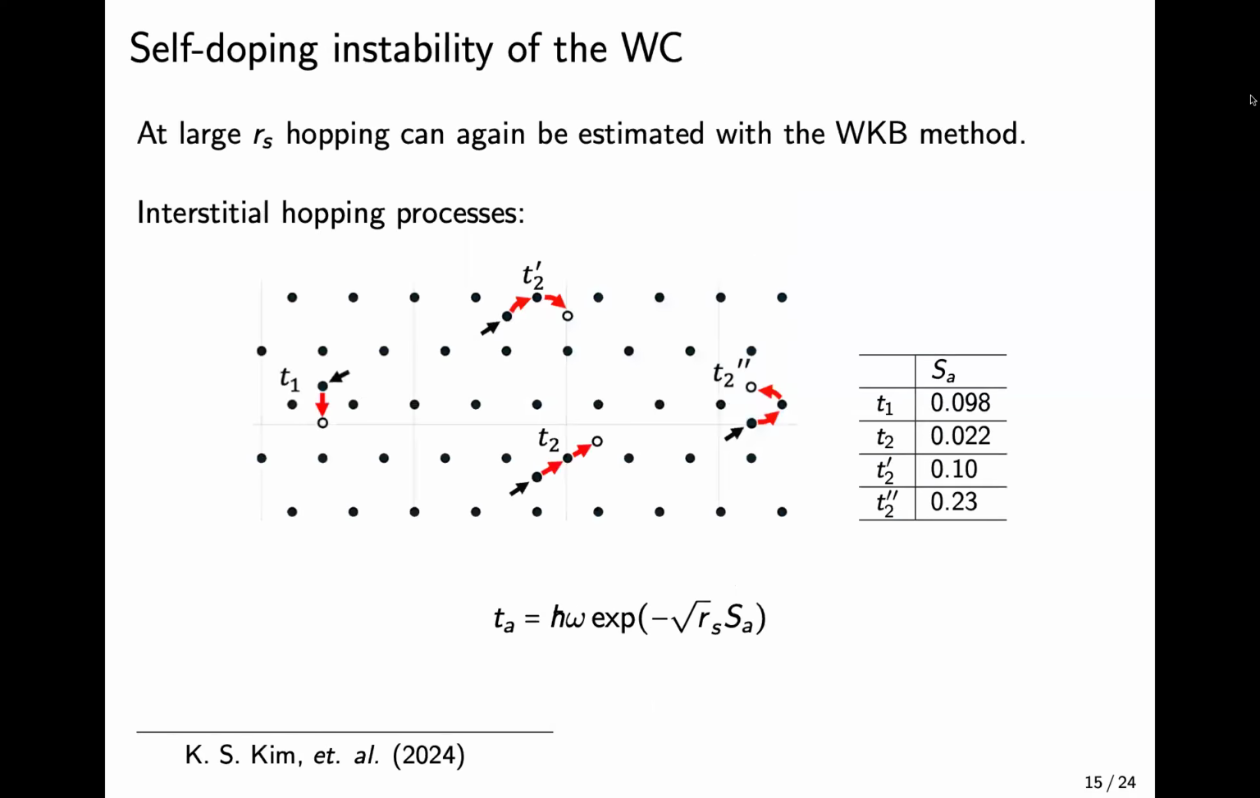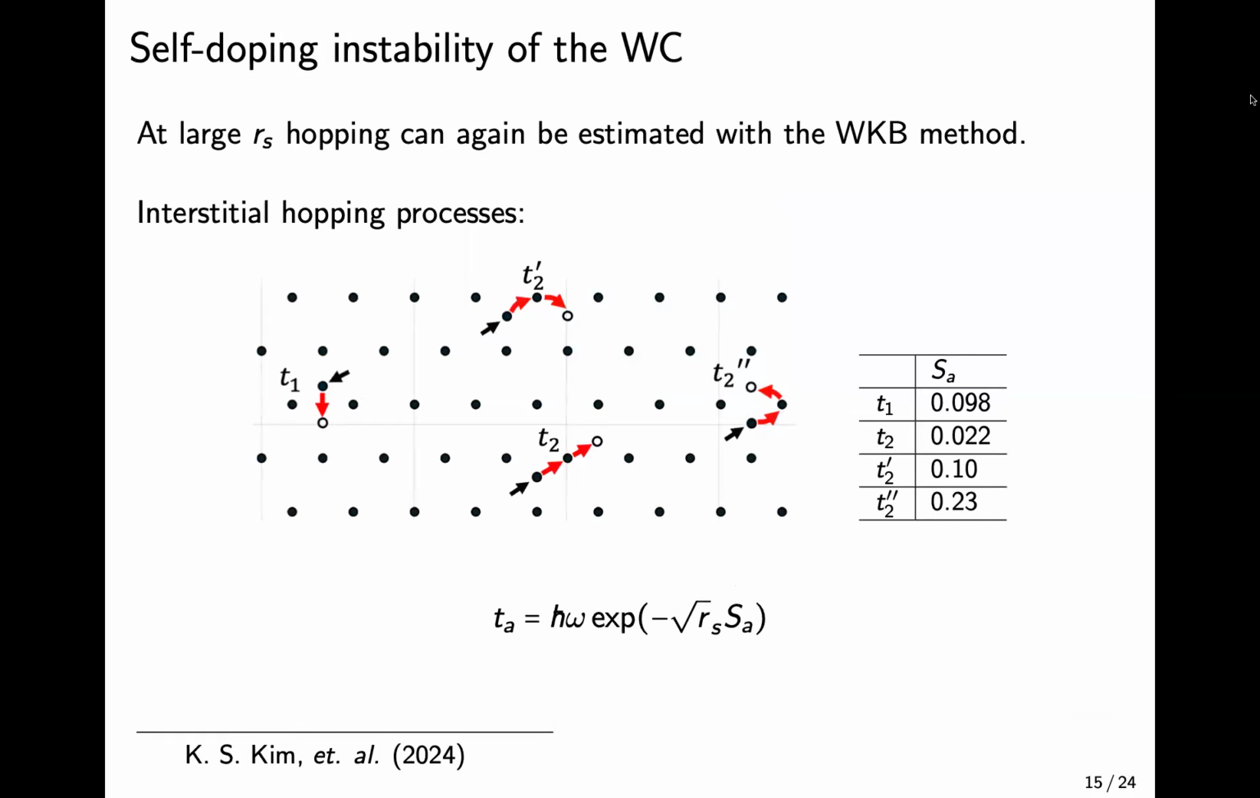So we asked if such a thing could happen. What we did was the same sort of semi-classical calculations that I described to you in the case of ring exchanges. Again, at large rs, when the system is semi-classical, these hoppings can be estimated by just semi-classical WKB methods. We looked at a variety of hopping processes. This is in the case of an interstitial. In pictures, the hopping processes we considered are shown here. And these calculations were done by Kyung-Soo.